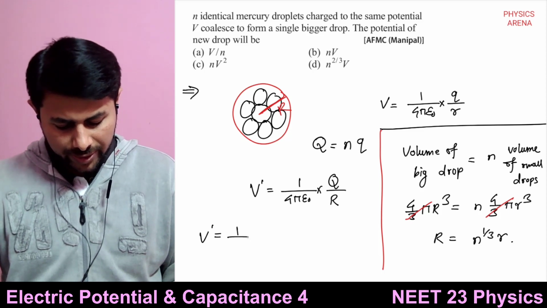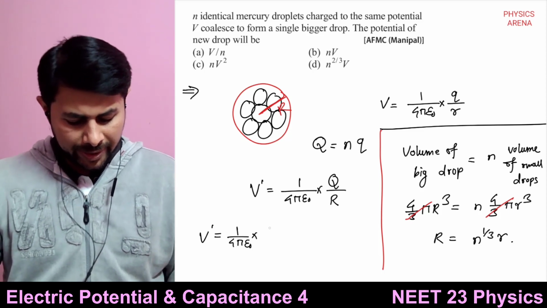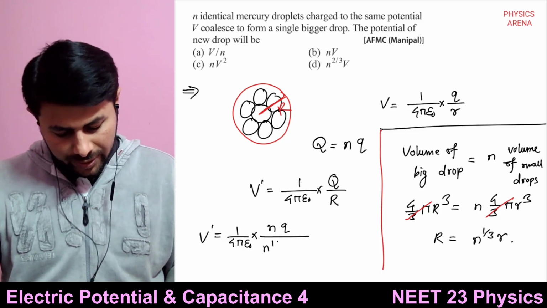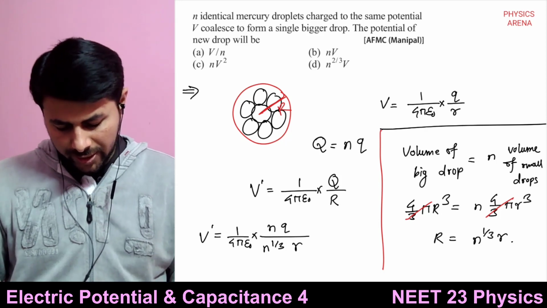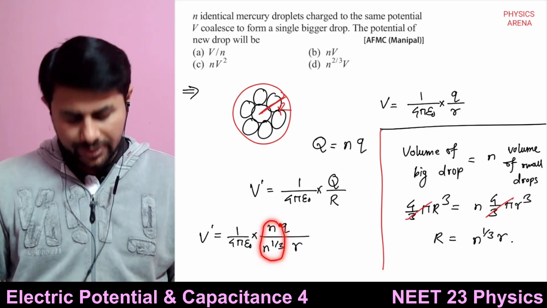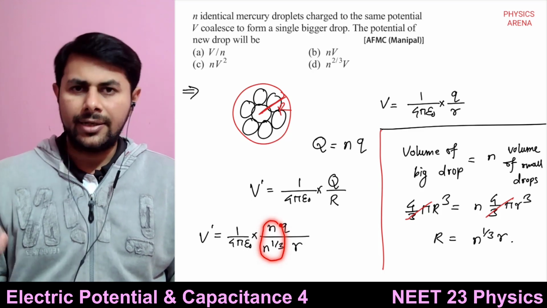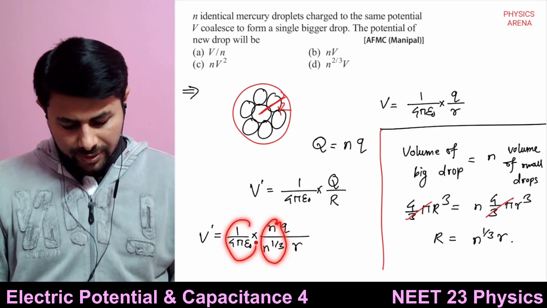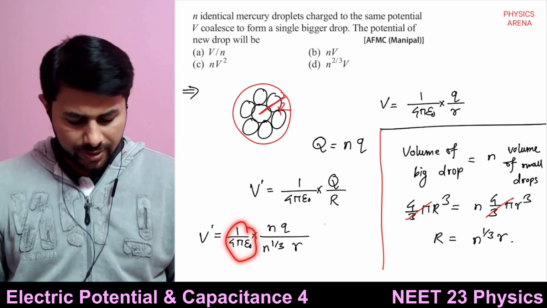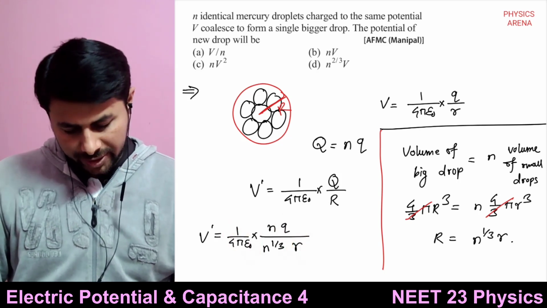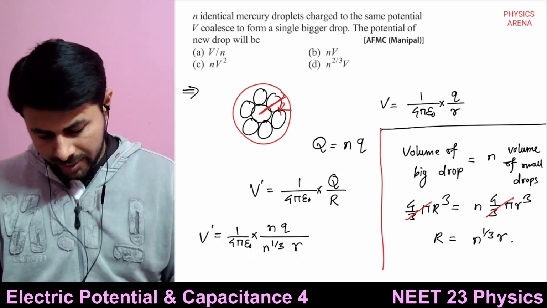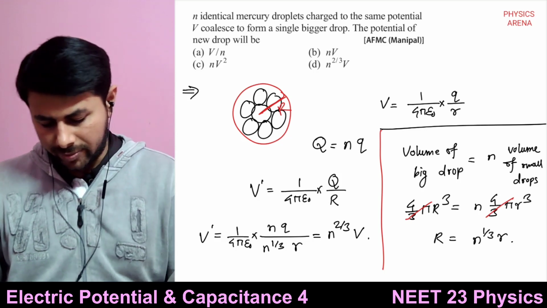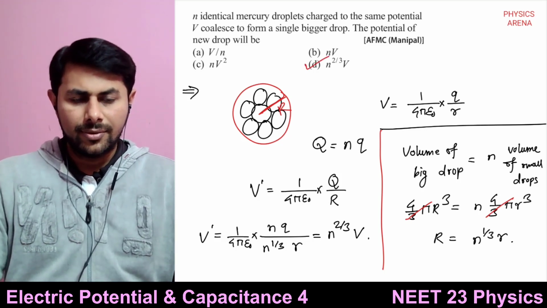So V dash is equal to 1 upon 4 pi epsilon naught multiplied by Q, which is n times small q, divided by R, which is n raised to 1/3 multiplied by small r. So you have n raised to 1 divided by n raised to 1/3, which is n raised to 2/3, times the remaining 1 upon 4 pi epsilon naught q by r, that's the potential due to a small drop. So it is n raised to 2/3 of the potential due to a small drop. So it's option D. Got it?